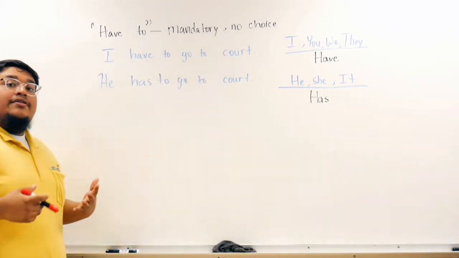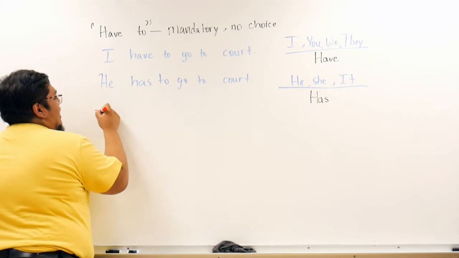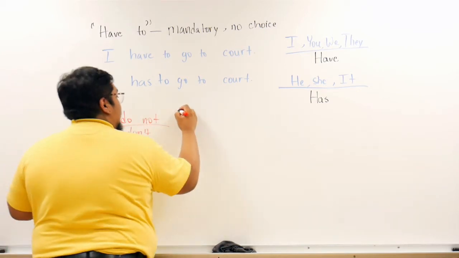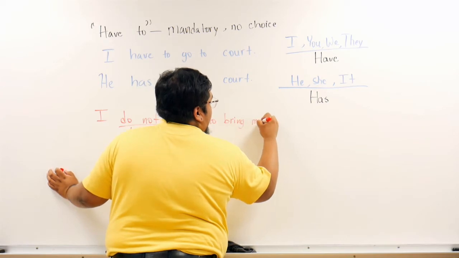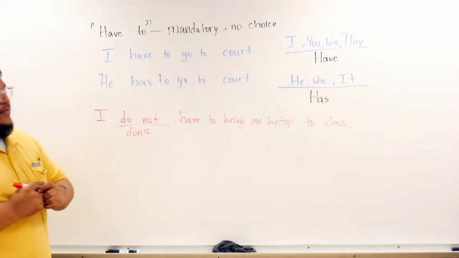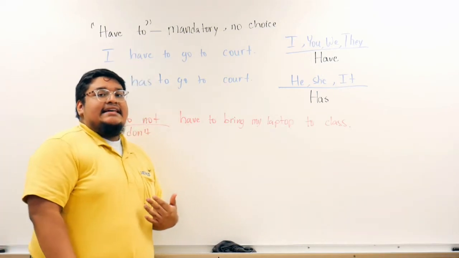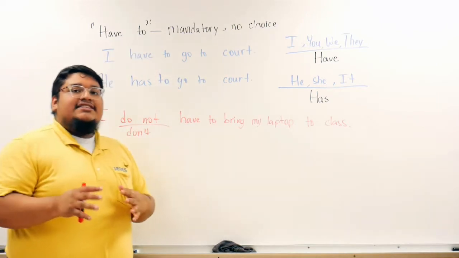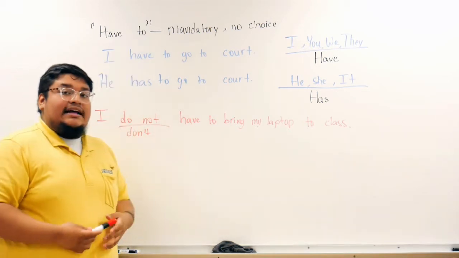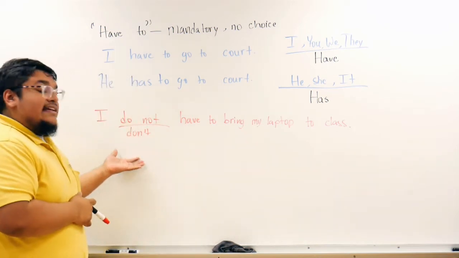So, now that we have made some examples in positive, let's make an example in negative. So, I do not, and the contraction is don't, have to bring my laptop to class. So if we read this sentence, I don't, or I do not have to bring my laptop to class. If we look at the sentence, now the definition of have to has changed a little because now it's not mandatory, it's not necessary, but you do have that option. So if you bring the laptop to class, it's okay, but you don't have to. You have that option now because it's a negative.